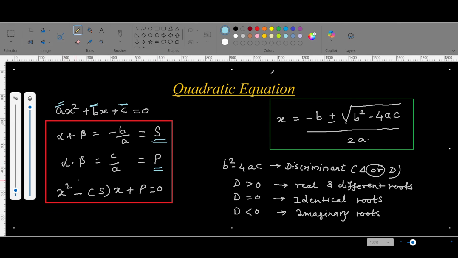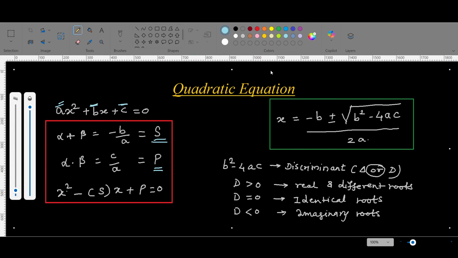A quadratic can be given in terms of S and P. The quadratic is given as ax squared minus sum into x plus the product equals 0. Note the change in sign. If we are expressing it as ax squared plus bx plus c equals 0, in terms of sum and product, we express it as x squared minus Sx plus P equals 0.